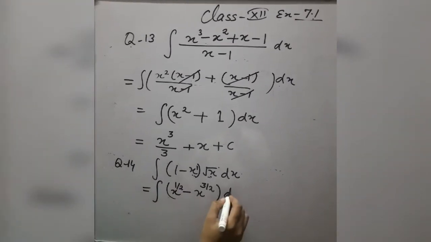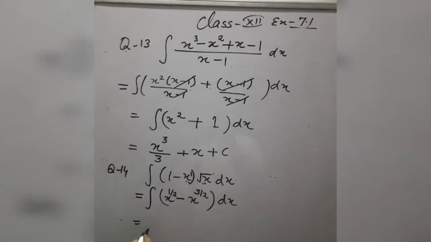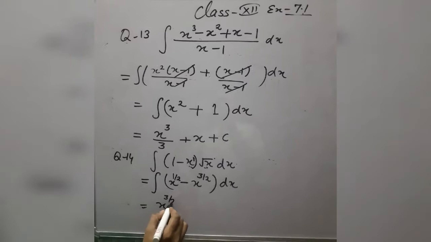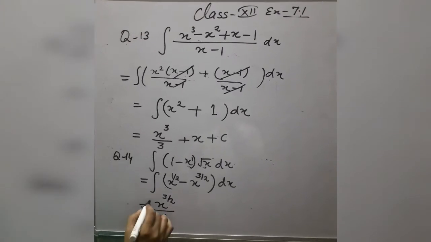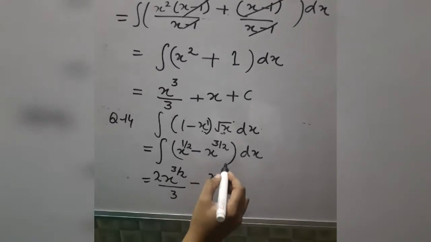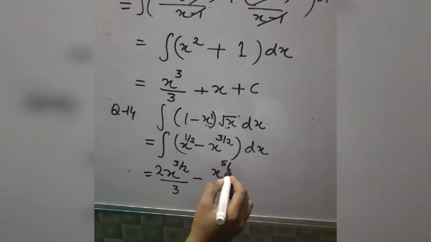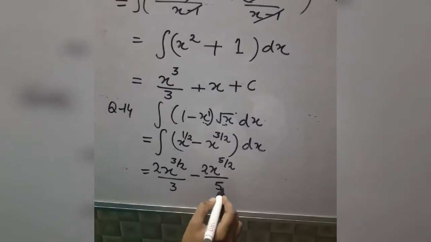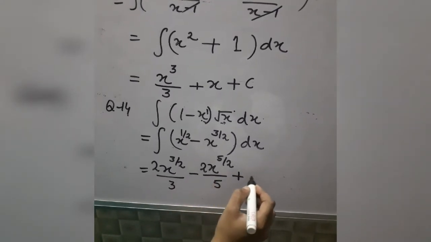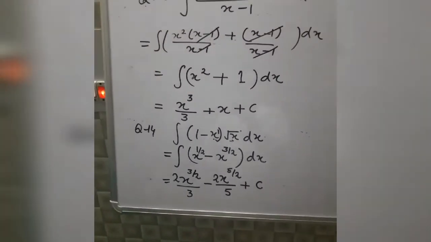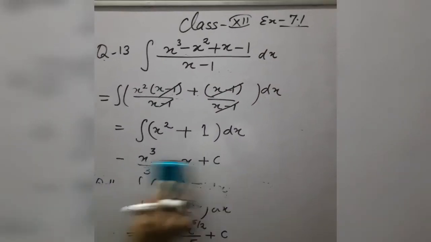Now we will integrate these two terms using the same formula. X raised to power half plus 1 becomes 3 by 2, and divide it by the total power, means 3 by 2, minus x raised to power 3 by 2 plus 1 becomes x raised to power 5 by 2, and divide it by 5 by 2. This 2 is shifted to the numerator, and plus integration constant c. So this is question number 14.